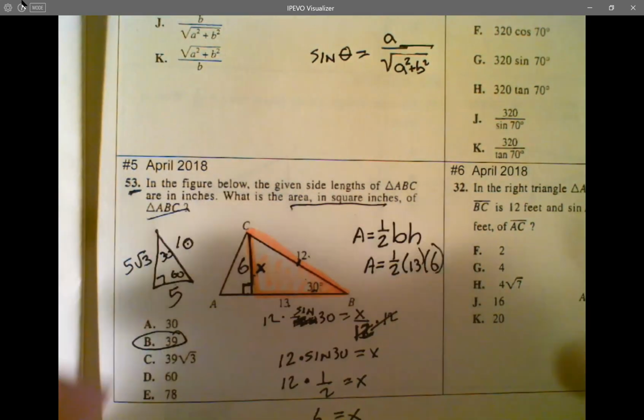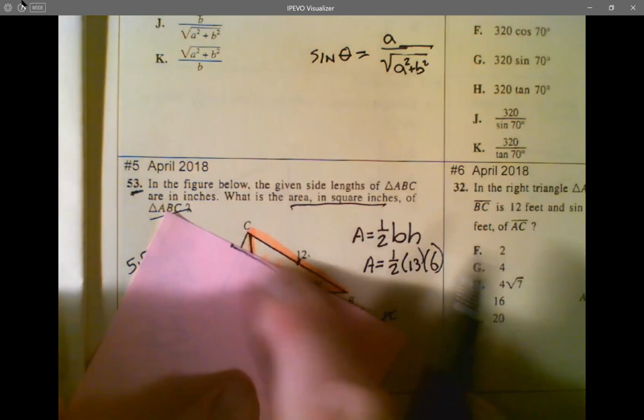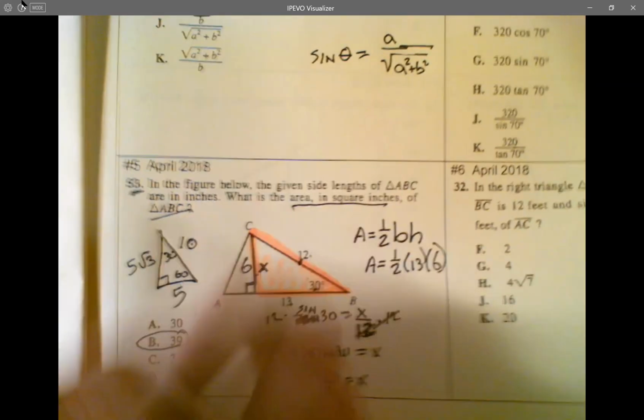So I could use my bubble sheet as a pseudo ruler to come up with that also. Nothing wrong with that. ACT does want you to estimate some answers, and things are drawn to scale, even though they say they're not. We've talked about that.